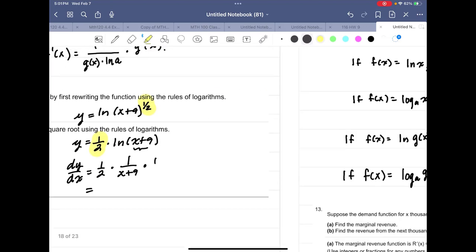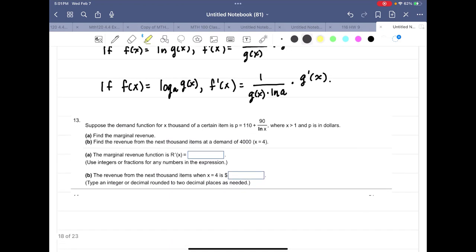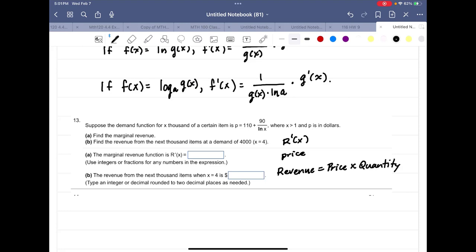Number 13. Suppose the demand function for x thousand of a certain item is P equals 110 plus 90 over the natural log of x, where x has to be bigger than 1 and P is in dollars. Find the marginal revenue. Well, marginal revenue is the derivative of the revenue. But we don't have the revenue, we have the price. Now revenue, that's the amount of money you bring in, is price times quantity. It's the price you charge times the number you sell.